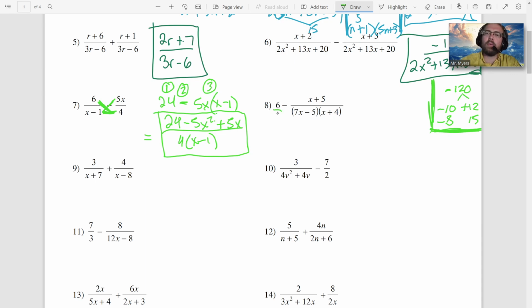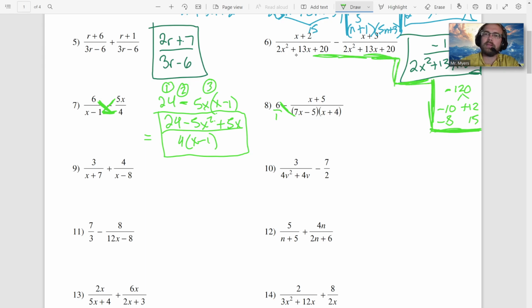This is 6 over 1. That means the denominators don't have anything in common. So basically for our number 8, we're going to do the same thing we did on number 7. Multiply this, right? So that's going to be 6. And actually, I might need to go up here for this.